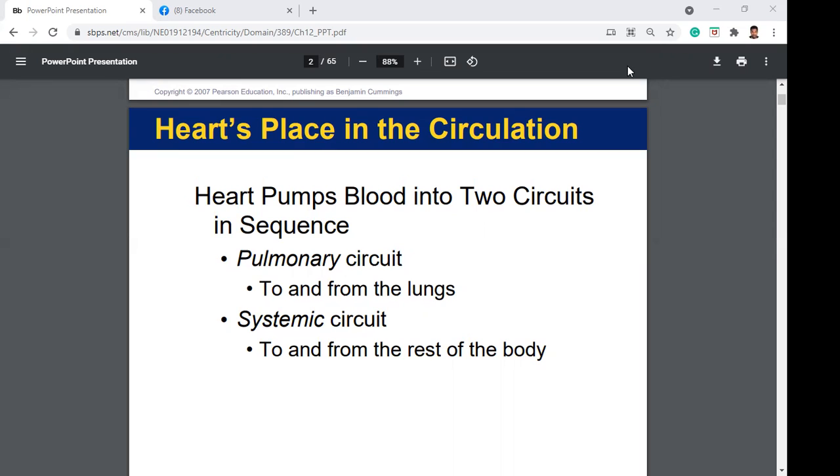Well, I said, let's start from the pulmonary circuit. It starts its pump from the right ventricle, then takes the blood through the pulmonary artery to the lungs. The lungs oxygenate the blood, and then it goes through the pulmonary vein to the left atrium. Then the left atrium gives the blood to the left ventricle.